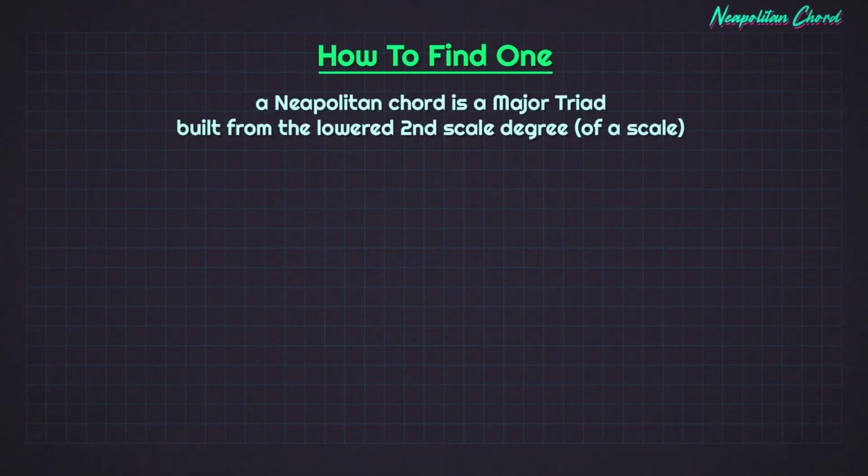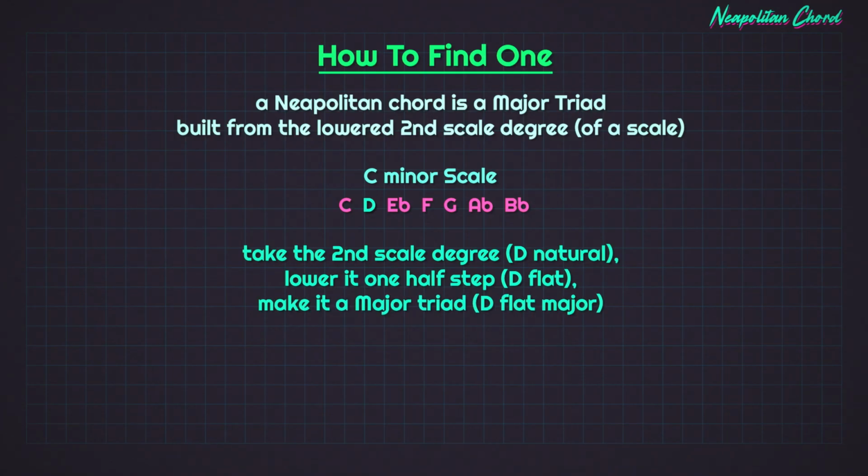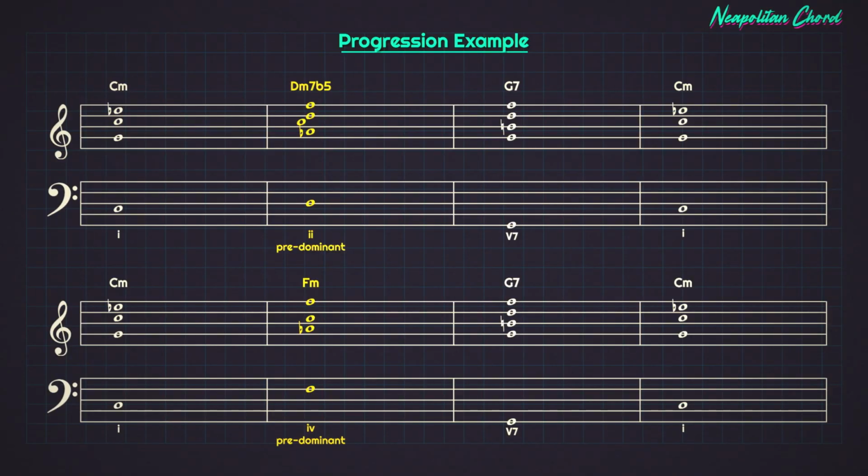Okay, so now that we know a Neapolitan chord functions as a predominant chord, how do we actually find one? A Neapolitan chord is a major triad built from the lowered second scale degree of a scale. Here are the scale degrees in our key C minor. We take the second scale degree, which is D natural, we lower it a half step to D flat, and make it a major triad. Here's our previous progression example, but this time, the second time through, we'll have our Neapolitan predominant chord.